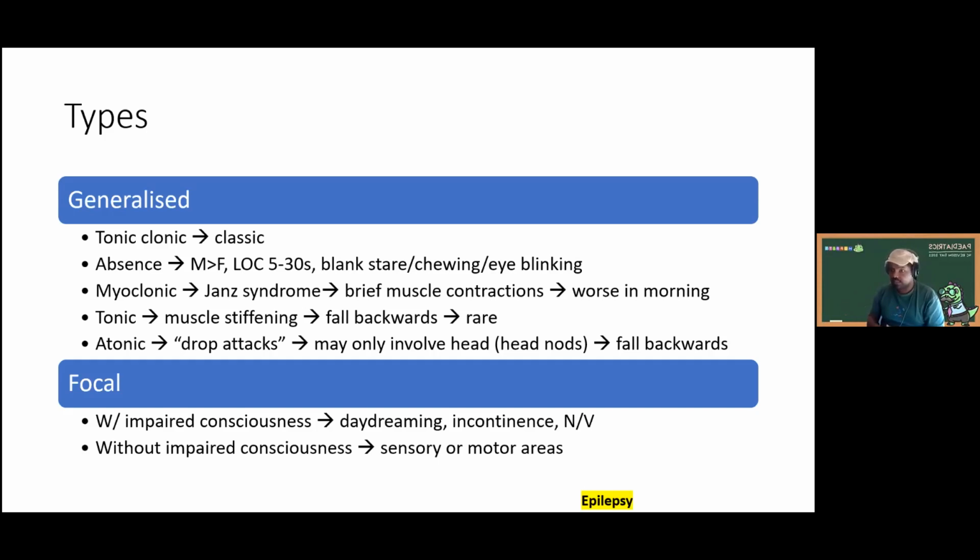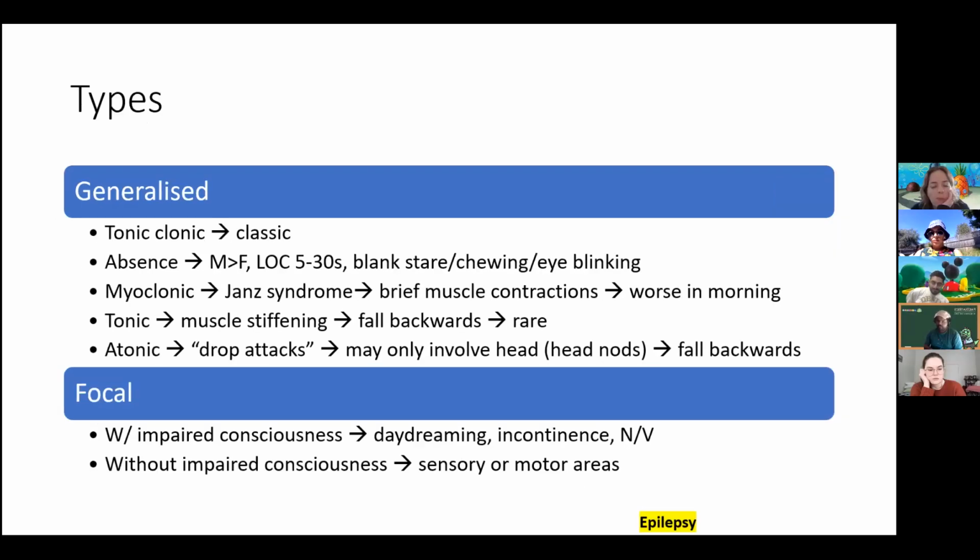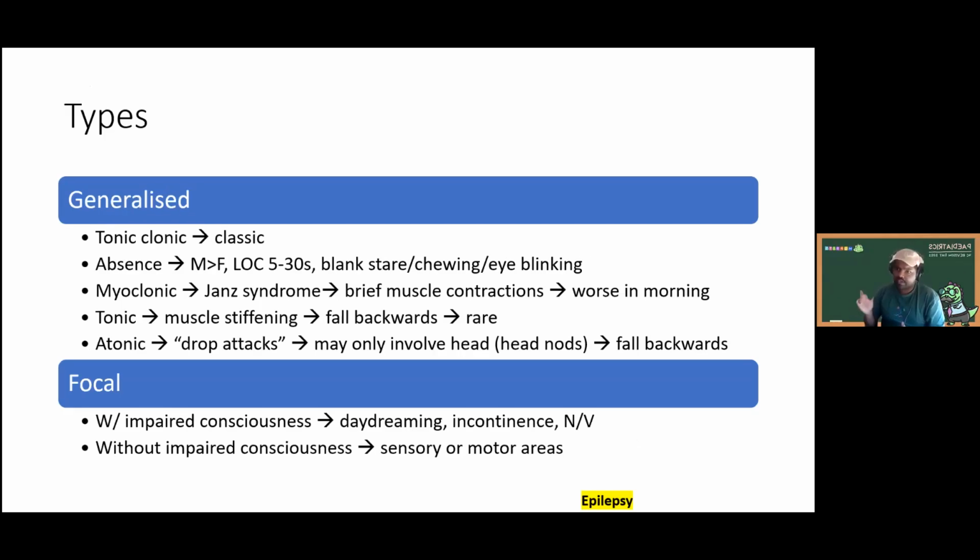Without impaired consciousness, they're often aware of it, and they have problems with sensory or motor areas. So they'll either have something like a tic, like a finger movement or a wrist movement, or they might feel sensations around their body in a specific area.